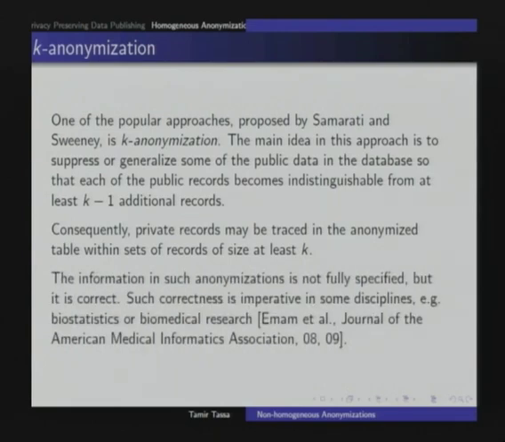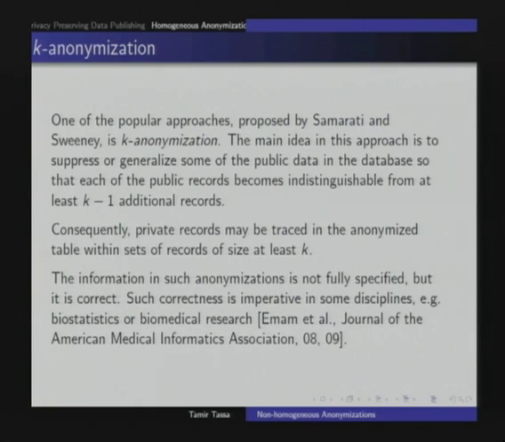So it is important to understand that in such data distortion, the data is not fully specified, but it is correct. It is accurate. Namely, we replace, let's say, the age 27 by the range of ages 20 to 29. So it is not fully specified, but if you see the range of ages 20 to 29, you can be certain that the original value was indeed in that range.